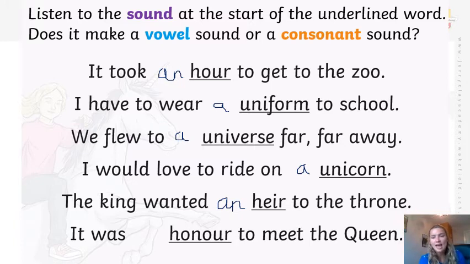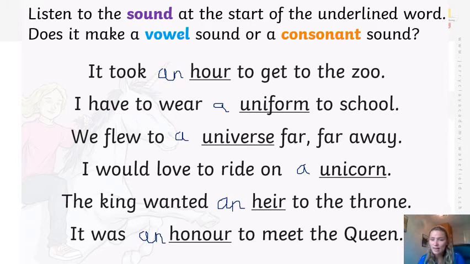So the king wanted an heir to the throne. Obviously heir makes an A sound, so we would need an. And it was an honour, because again we're hearing the O sound, not the H, so it was an honour to meet the Queen. Fantastic if you've got all of those correct.